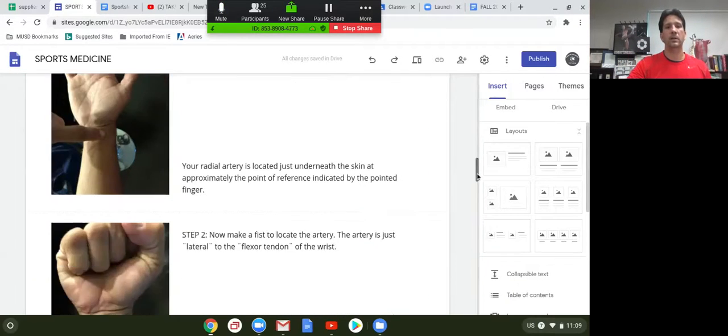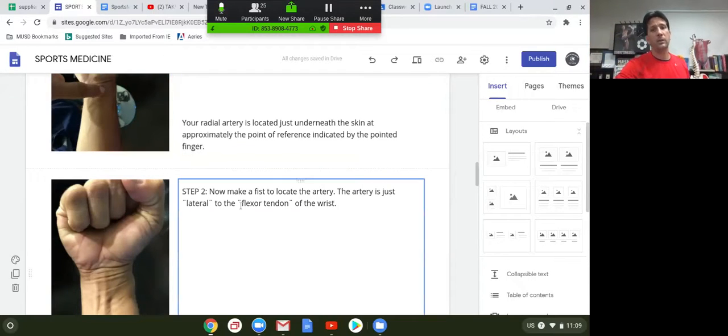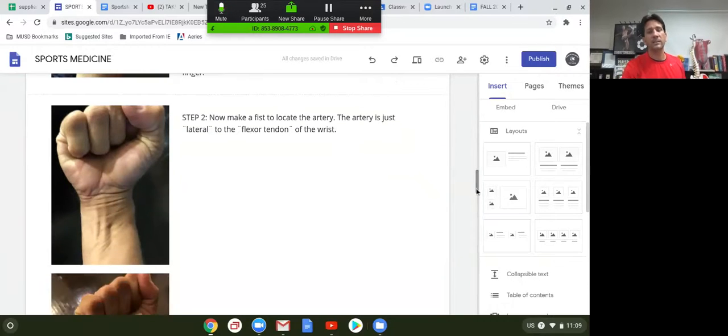Let's move on. Your radial artery is located just underneath the skin at approximately the point of reference indicated by the pointed finger. So step 2, now make a fist to locate the artery. So make a fist, right? The artery is just lateral to the flexor tendon of the wrist. So it's going to be just lateral here.